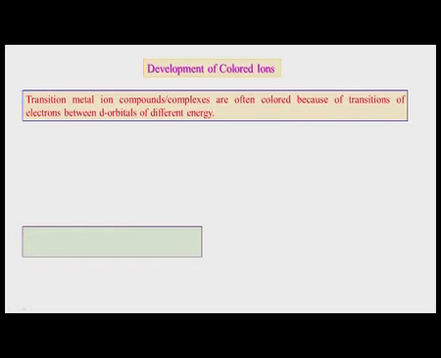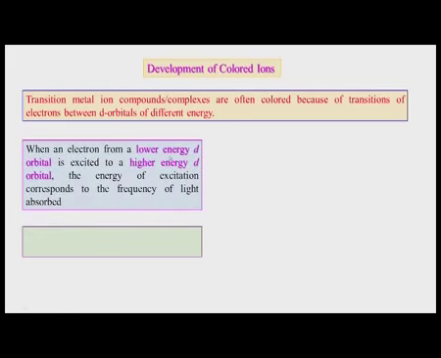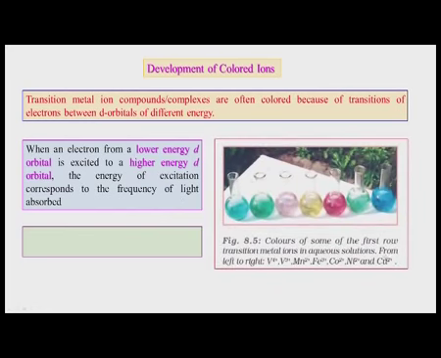As we define, transition metal ion compounds or complexes are often colored because of transitions between d orbitals of different energies. Some electrons will be in the lower energy ground state, and some will be in the first excited level or a higher excited level. When an electron moves from the lower d level to the higher d level, the energy of excitation corresponds to the frequency of the light absorbed. As a result, if we move across all these metal ions, say tetravalent vanadium to copper, we can see very characteristic colors. It is taken again from your CBSE book.